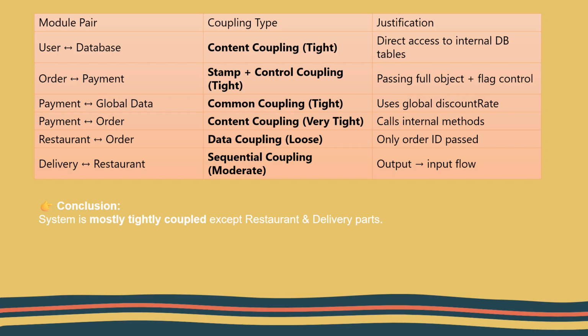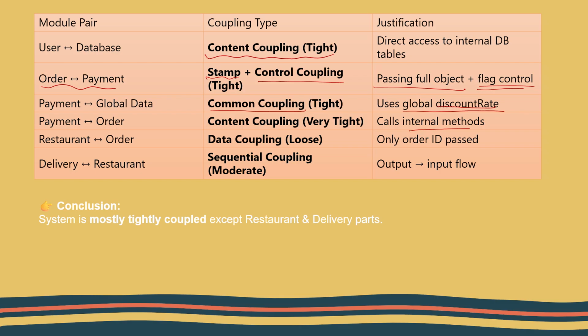So let's see. Now user is interacting with the database. Here, content coupling, tight. Order to payment, passing full object, and also flag control is there. So stamp and control coupling. Payment to global data, common coupling. It is accessing the global discount rate. It is mentioned there.